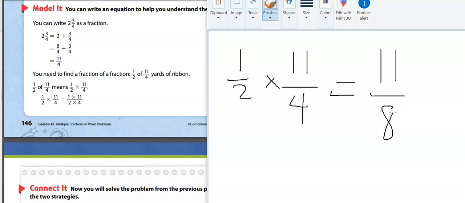Again, this is an improper fraction, so we must change it into what? A mixed number. So how many times does 8 go into 11? 1 time.